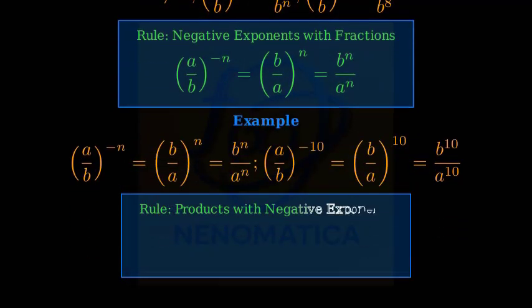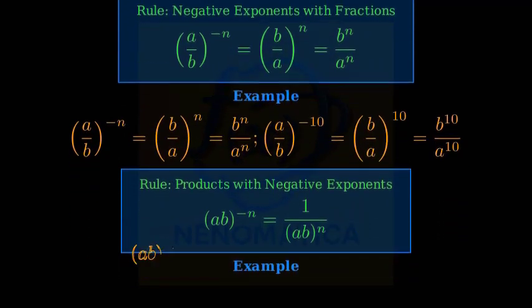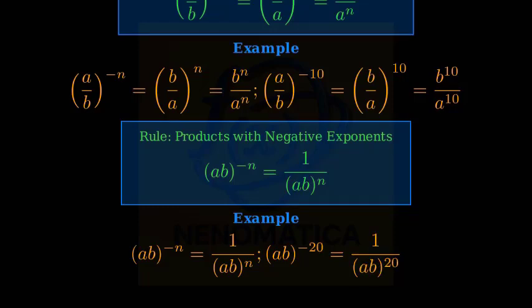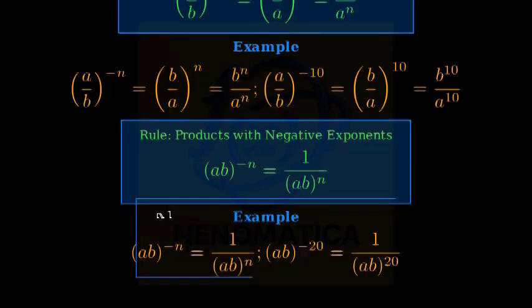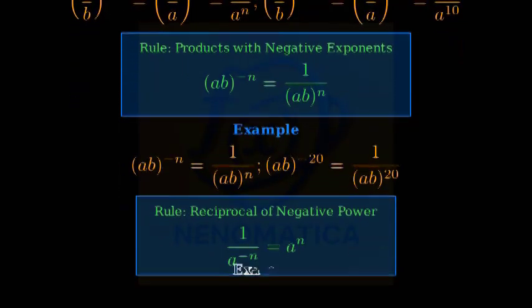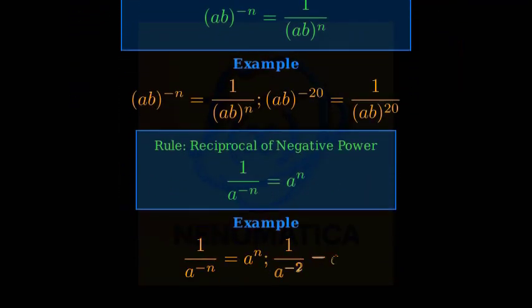The seventh rule is about products with negative exponents. When we raise a product to a negative power, it equals 1 over the product raised to the positive power. The eighth rule is about the reciprocal of a negative power. 1 over a to the negative n equals a to the n.